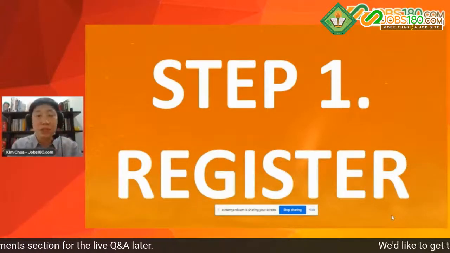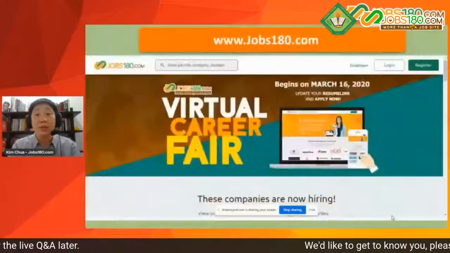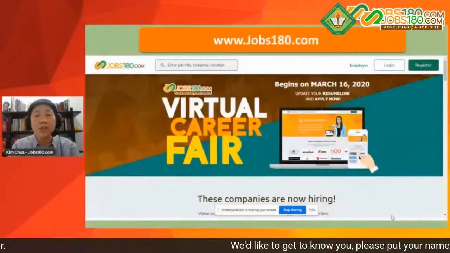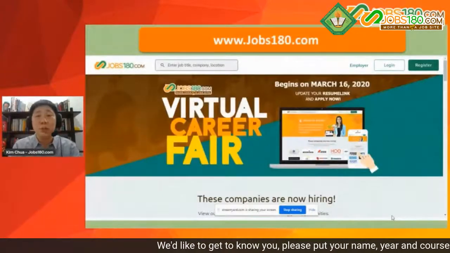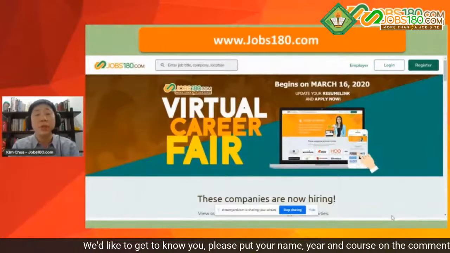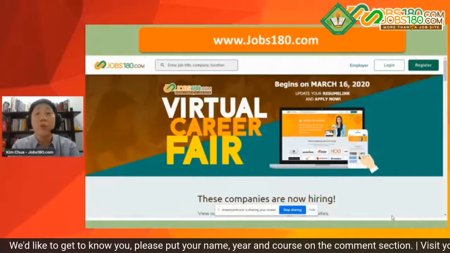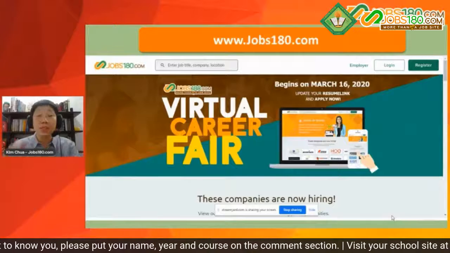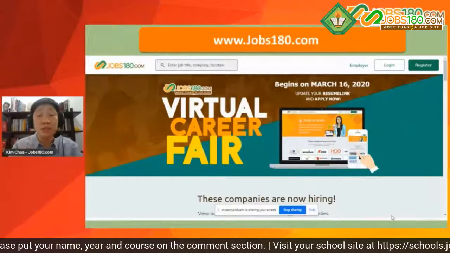First step is you have to register. Absolutely, wala tong bayad. Libre po ito. How do you register? You go to the website of jobs180.com. That's www.jobs180.com at dun ka mag-register on the upper right side of your screen.